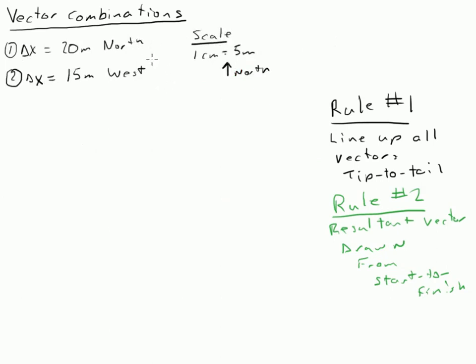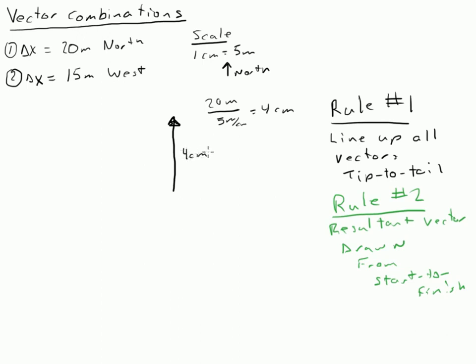So here we have 2 vectors, 20 meters to the north and 15 meters to the west. I made a scale, 1 centimeter is 5 meters, and up is still going to be north. So we want to do the vector combinations. We're going to line up the vectors tip to tail. So we'll start by drawing the first one. Since it's 20 meters, you need to look at what that would be according to our scale. So 20 meters divided by 5 meters per centimeter gives us 4 centimeters. So we're going to draw our vector north, about 4 centimeters.